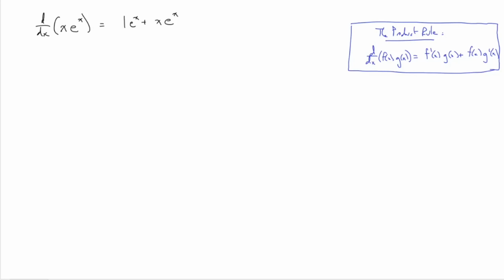Couldn't really be easier. The product rule says that the derivative here is the derivative of the first, well, the derivative of x is just 1, times the second, and the second function is e to the x, plus the first function, which is x, times the derivative of the second function, and we know that the derivative of e to the x is e to the x. In other words, we just found that the derivative of x times e to the x is e to the x plus x times e to the x, and we couldn't have done it without the product rule.